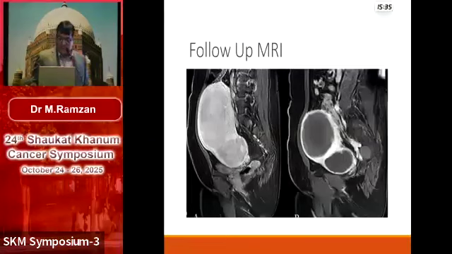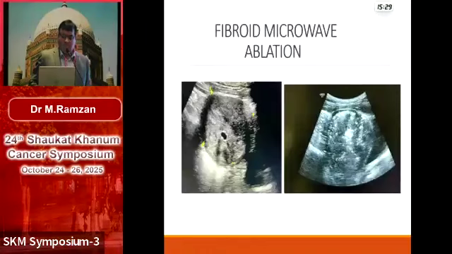You can say the success rate is more than 80%. It's comparable with surgery, and you can save the uterus. We can do fibroid ablation. This is the fibroid. It's the pre-ablative ultrasound, and this is the post-ablation. We have done microwave ablation.